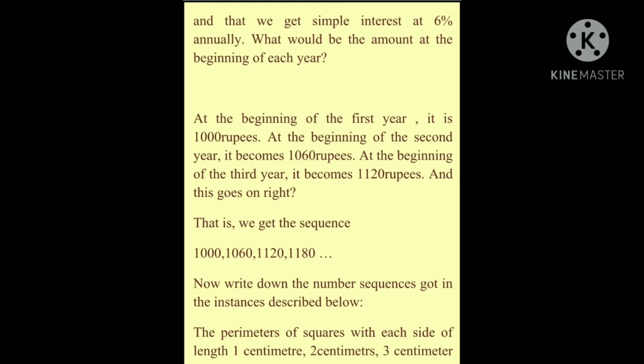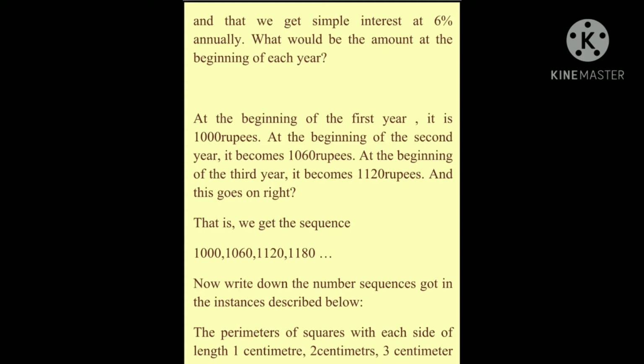At the beginning of the first year, it is 1000 rupees. At the beginning of the second year, it becomes 1060 rupees. At the beginning of the third year, it becomes 1120 rupees. And this goes on. That is, we get the sequence 1000, 1060, 1120, 1180 and so on. Let us move to another exercise.